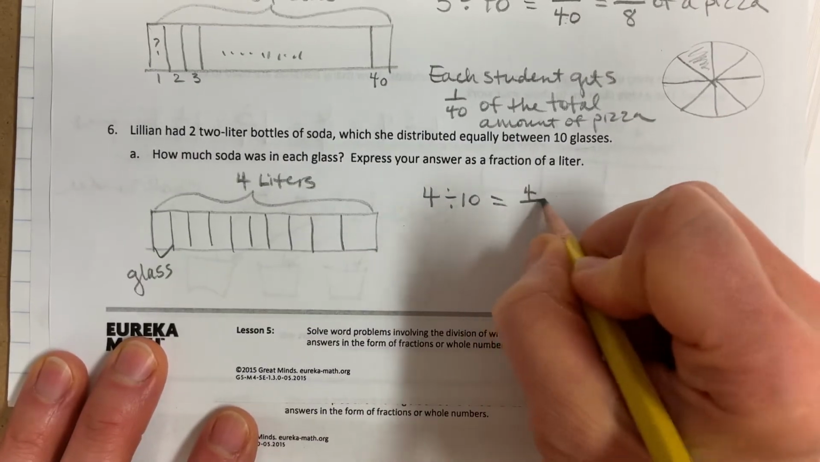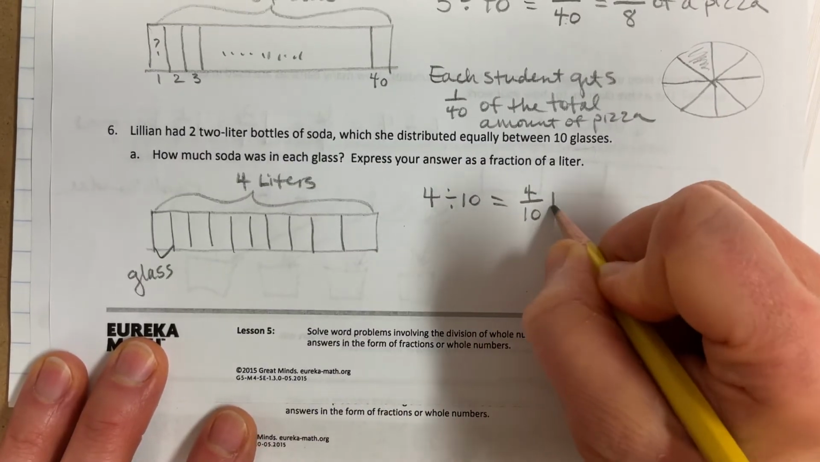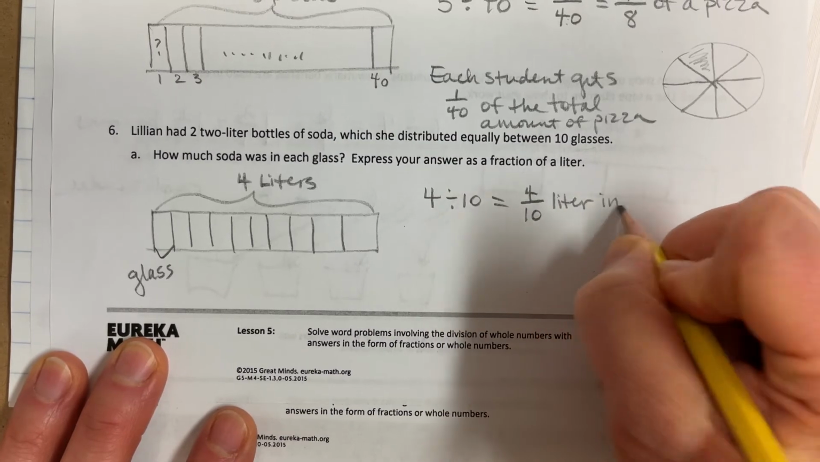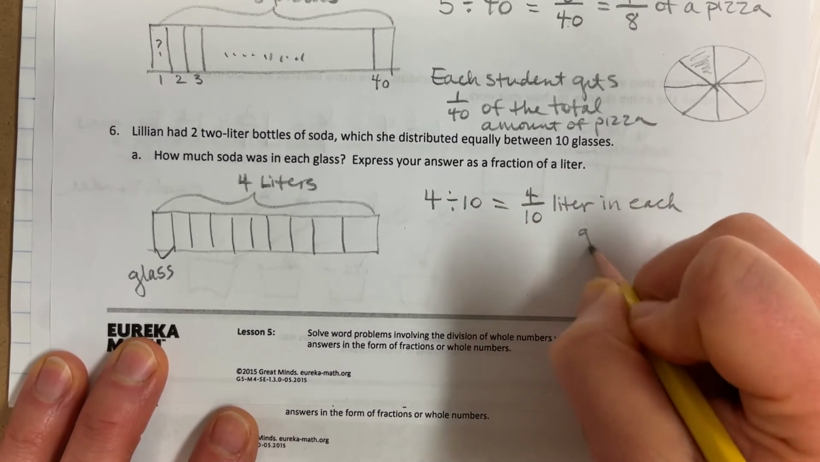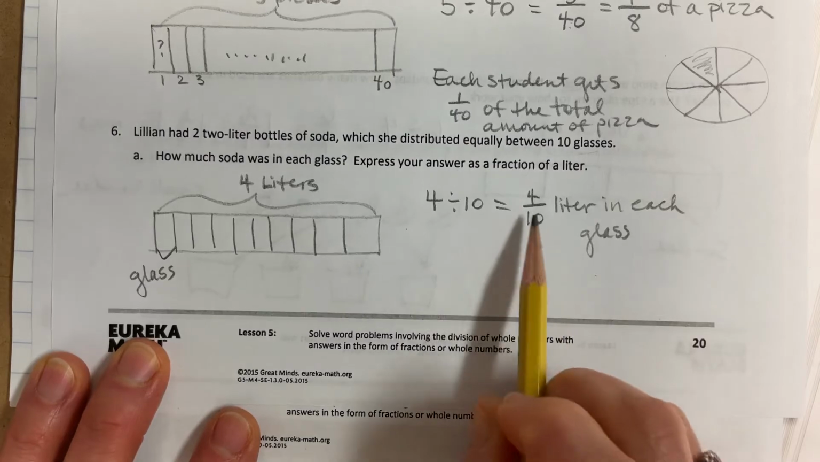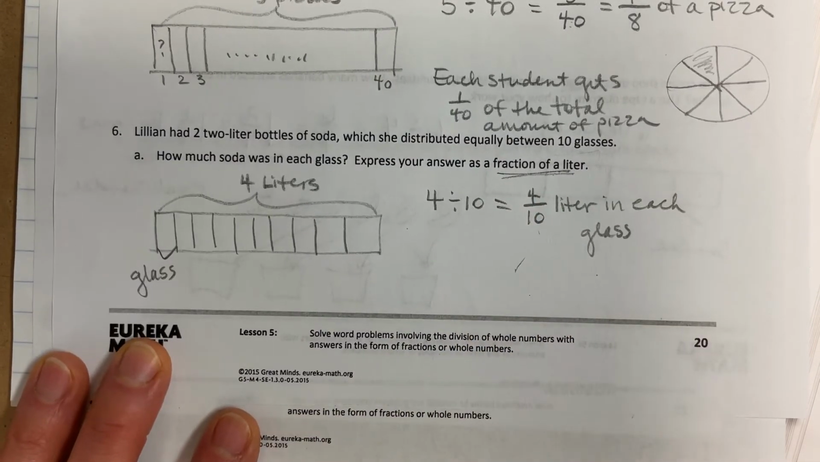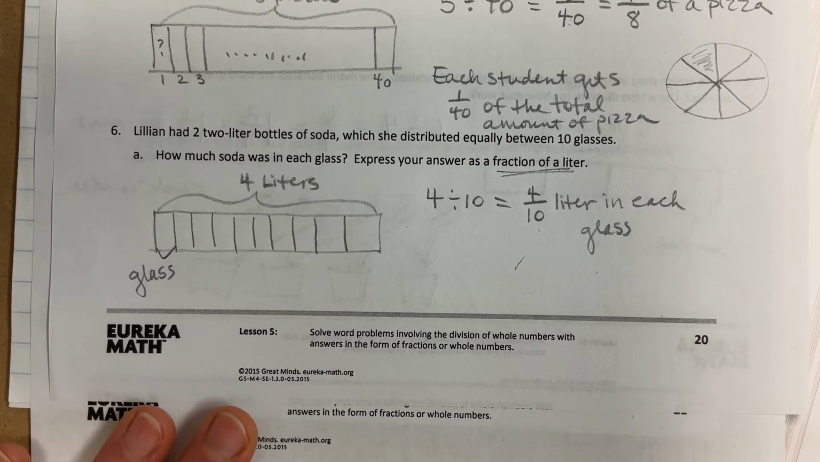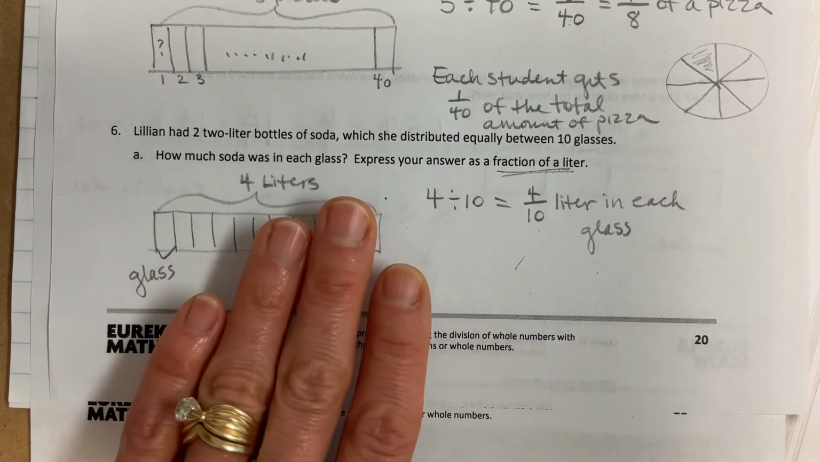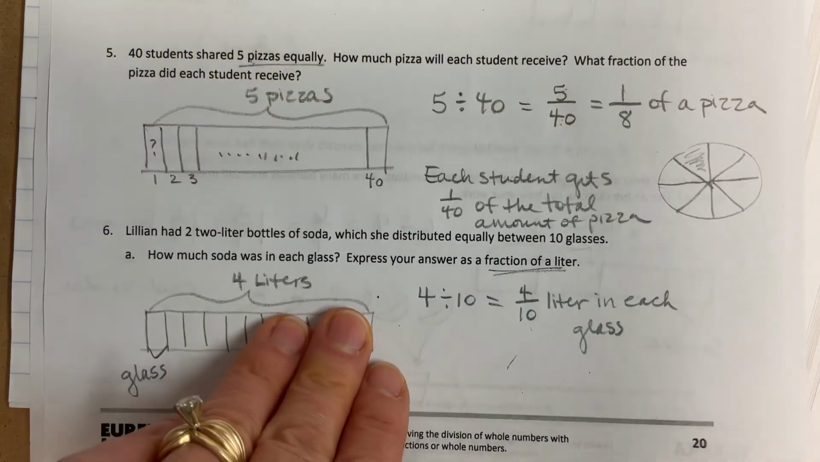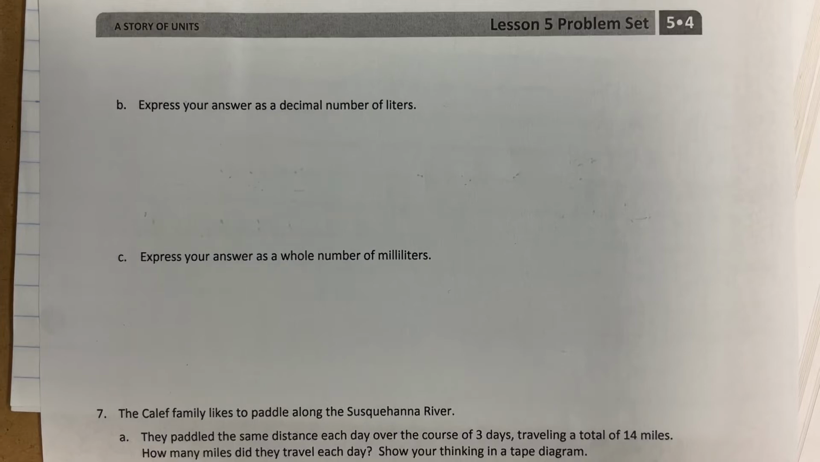So 4/10 of a liter in each glass. Okay, I notice I expressed that as a fraction of a liter, 4/10 of a liter. Or you could have simplified and said 2/5 of the liter. If you go to the next page, it's still talking about Lillian and her soda. It says, express your answer as a decimal number of liters.